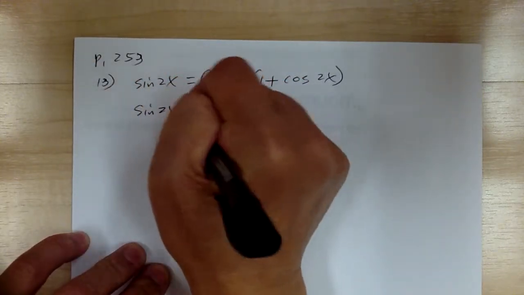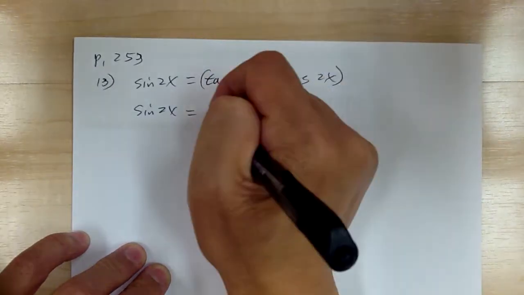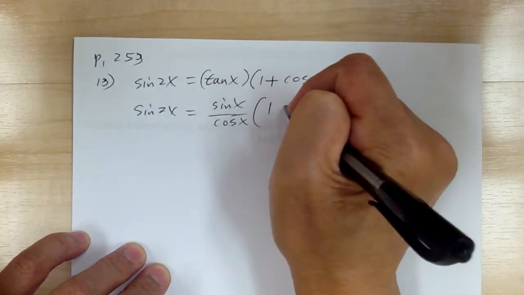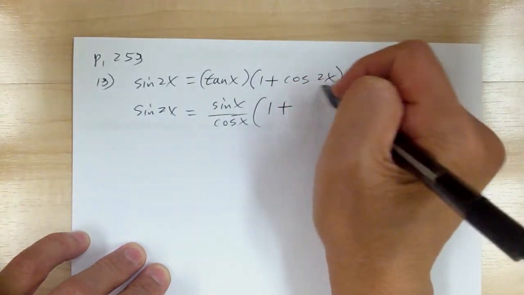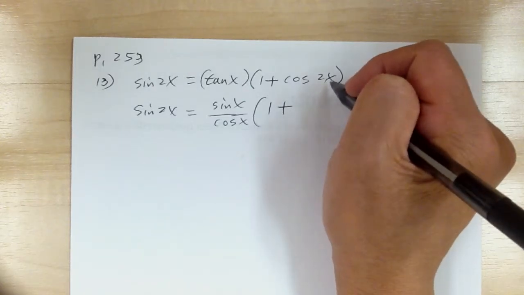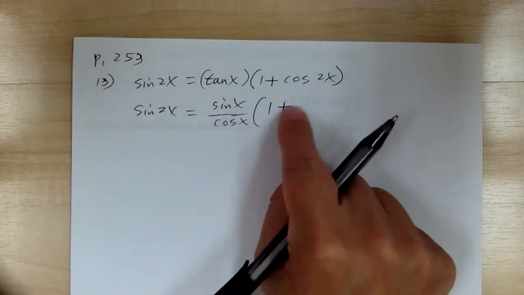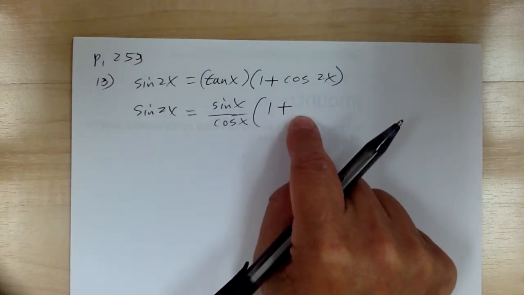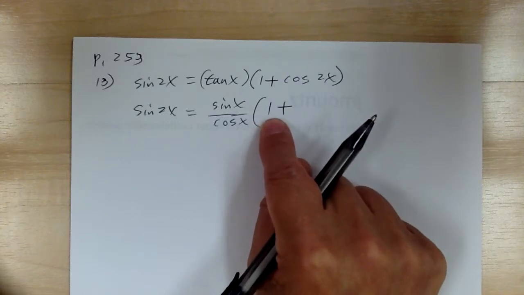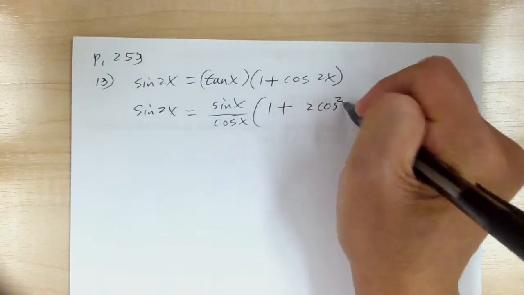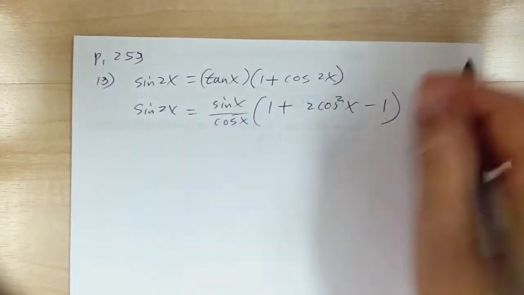So you got sine of 2x equal to, and change everything to sine and cosine. So it's going to be sine x over cosine x times 1 plus the cosine of 2x. So notice that there's only one term on this side. So you try to see if maybe you can get one term on this side. So when you look at your double angle identities, if you want to get rid of that 1, you want to use the third one. So you want to use 2 cosine squared x minus 1. So that one will cancel out.